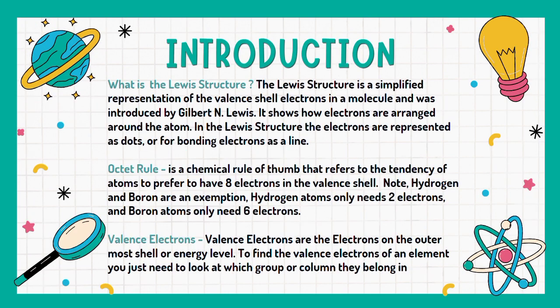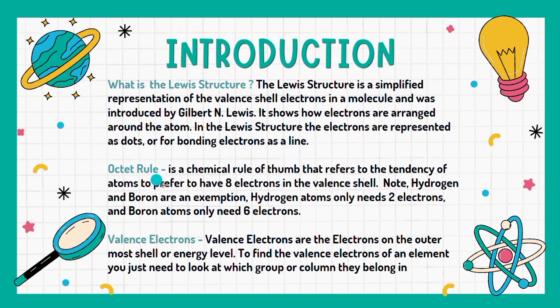The Lewis structure is a simplified representation of the valence shell electrons in a molecule and was introduced by Gilbert Lewis. It shows how electrons are arranged around the atom. In the Lewis structure, the electrons are represented as dots, or for bonding electrons as a line.